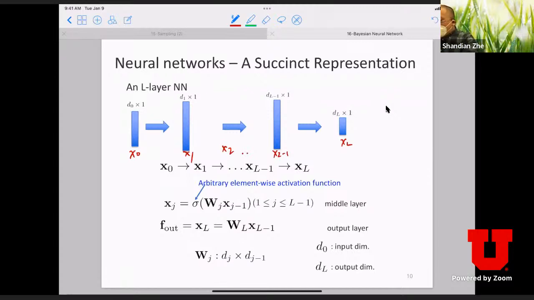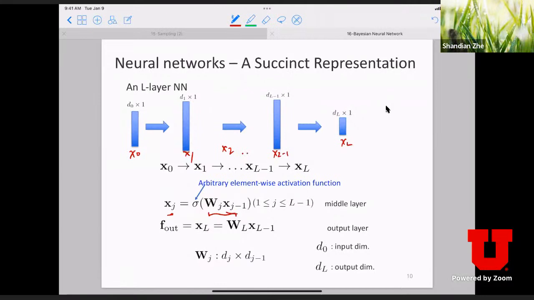And then how do we represent the computation of the neurons in each layer? So consider a middle layer, J. If you want to compute the output of neurons in that layer, which we denote by xj, essentially we first perform a linear transformation. You can write it as a matrix. So now all the weights are organized into a matrix, and then times the output of the previous layer, which is xj minus 1.